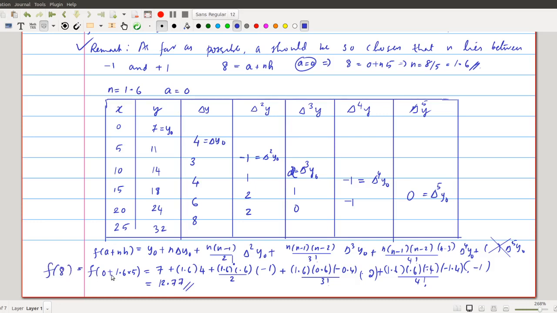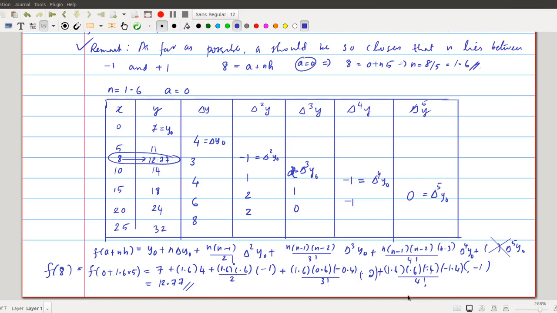So compare this 8 as 0 plus 1.6 into 5. Now you will get f of 8 will be 12.77. That means if you put 8 here, then the value will be 12.77 approximately. So this is the way we interpolate a value in between 5 and 10. Using these backward or forward difference formulas, you can find the approximate interpolating value of any x in between these intervals. So this is an illustrated example for the Newton-Gregory forward and backward difference formula.